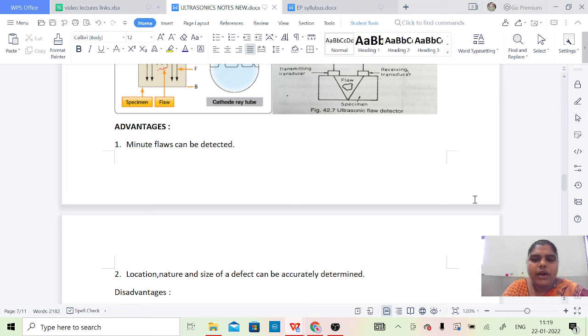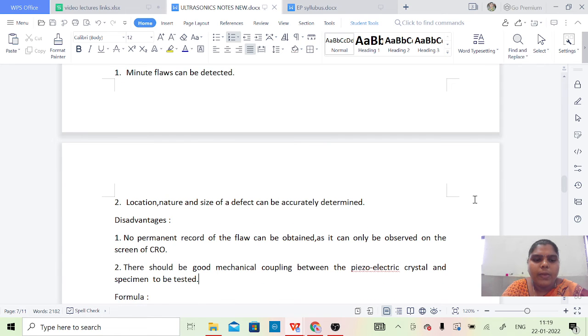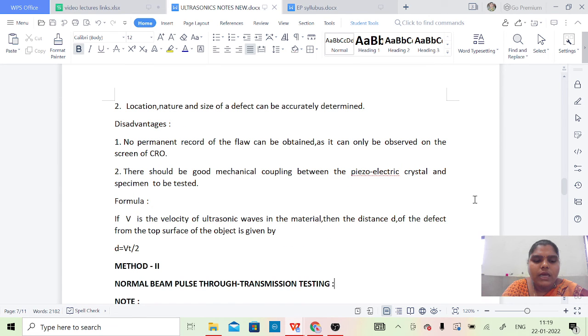So let us see what are the advantages of using this pulse echo system. Minute flaws can be detected, and the location, nature and size of the defect can be accurately determined. Really, it is a good advantage. Even though there are these good advantages, there are some disadvantages. What are those? No permanent record of the flaw can be obtained as it can only be observed on the screen of the CRO. And there should be a good mechanical coupling between the piezoelectric crystal and the specimen to be tested. So these two are the disadvantages of the pulse echo system.